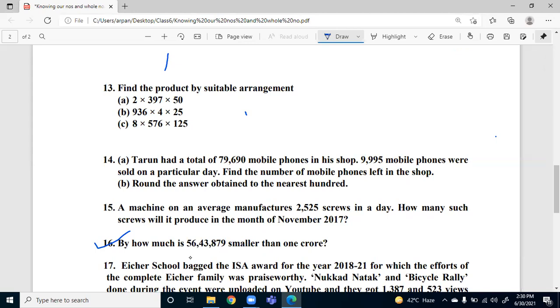Ma'am, should I explain? Yeah. Ma'am, first we have to subtract 5643879 from 1 crore. Just a minute. 1 crore means 7 zeros. Minus 56 lakhs 43,879. So see, what is the question? By how much is this smaller than 1 crore? So we have to subtract. And the answer is 43,56,121.